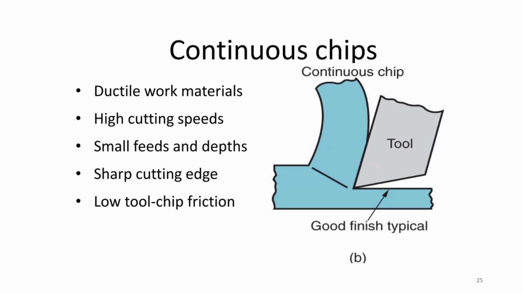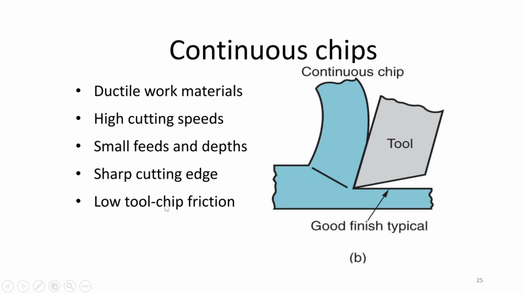Next you have continuous chips. So this will be a continuous type of metal. It will occur in case of ductile materials, and it will be having high cutting speeds. So in case of high cutting speeds, it's more likely to form continuous chip. Next is small feeds and depths. This will also favor continuous type of chips. Then a sharp cutting edge for the tool, or low tool chip friction.